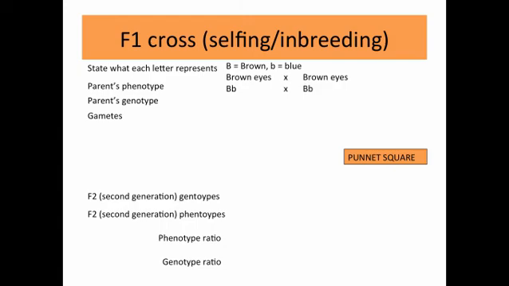Now this is where it starts getting a bit more complicated. So, the sperms that could be produced could contain capital B or small b, and the eggs could also contain capital B or small b.